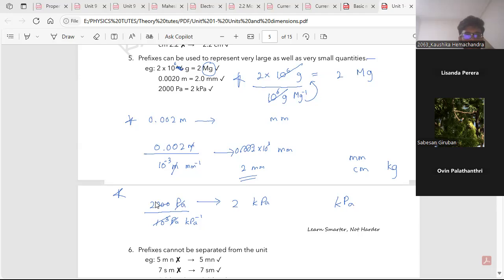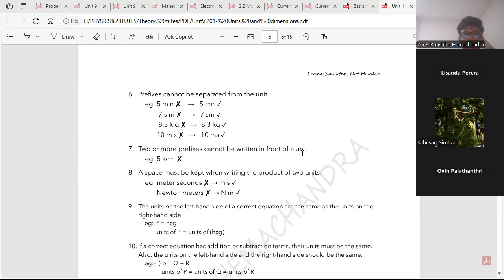Okay. The seventh one is that two or more prefixes cannot be written in front of a unit. So you can't write 5 kilocentimeters. That doesn't make sense, okay? So if there is a unit, there can be only one prefix. Either multiple or submultiple. There can't be two multiples either. There is no such thing as mega kilogram. Right? Kilogram is kilogram. Milligram is milligram. Like that. Okay?